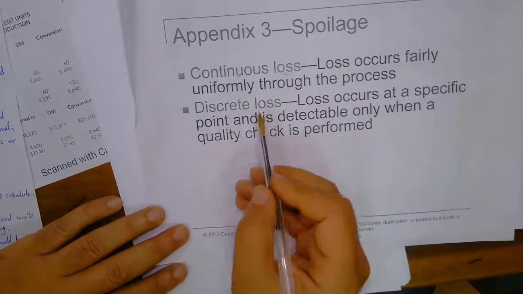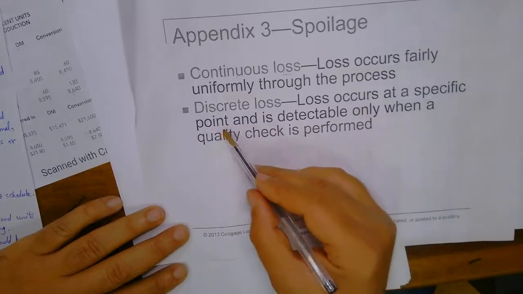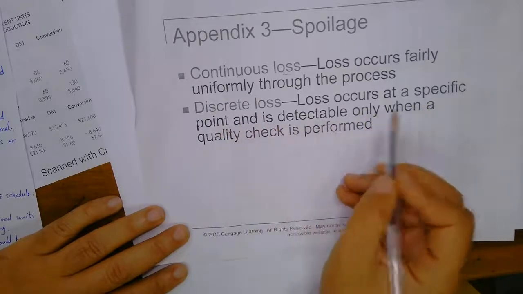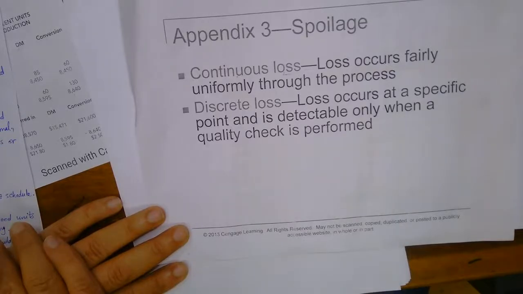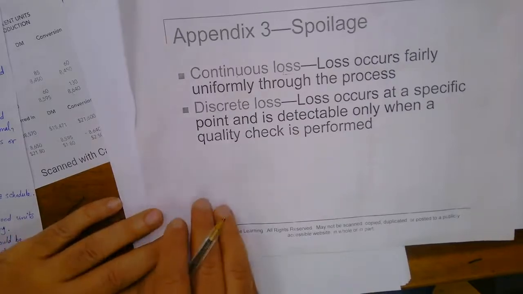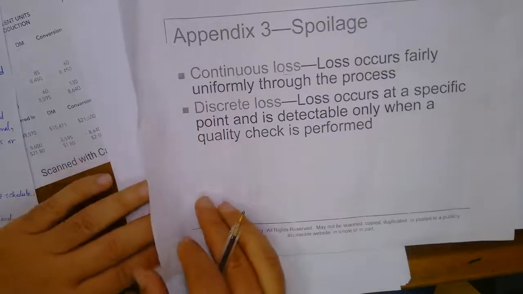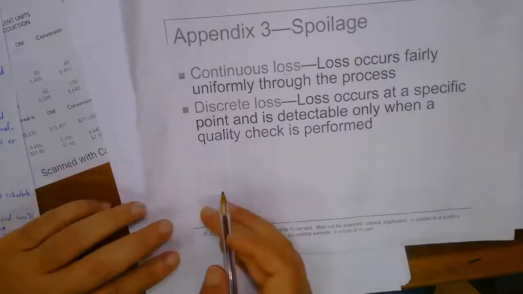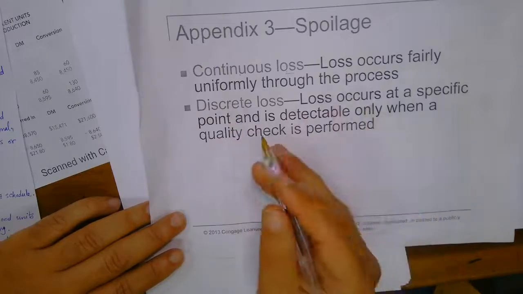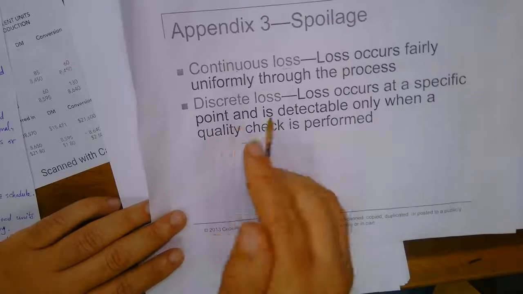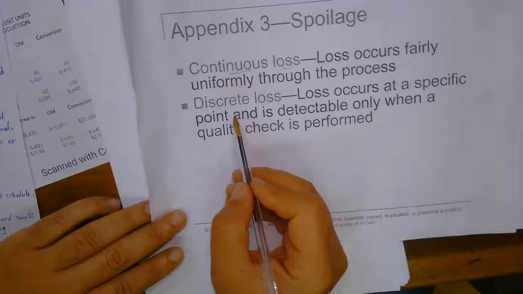But the discrete loss occurs at a specific point and is detectable only when a quality check is performed. For example, the weight loss in roasting coffee beans would be considered a continuous loss. Several methods can be used to account for units lost during production. Selection of the most appropriate method depends on whether the loss is considered normal or abnormal, and whether the loss occurred continuously or at a discrete point.